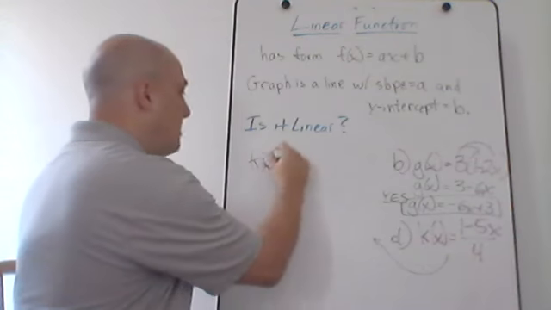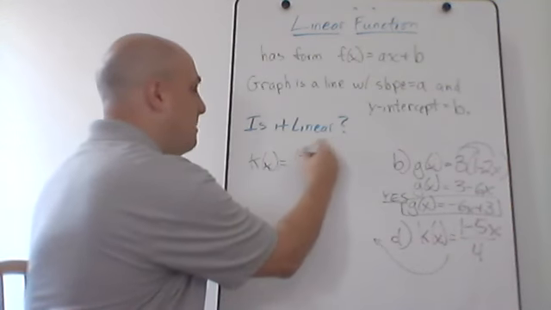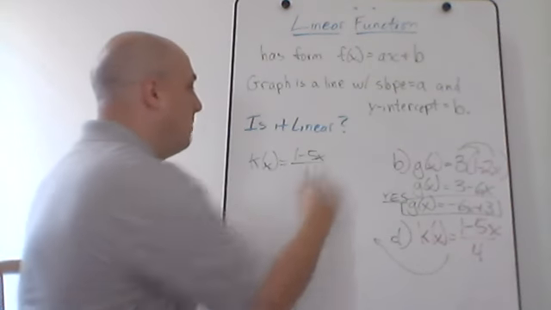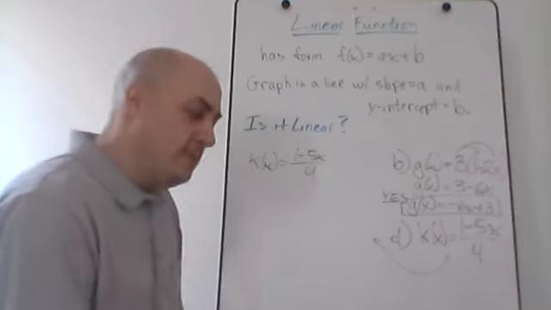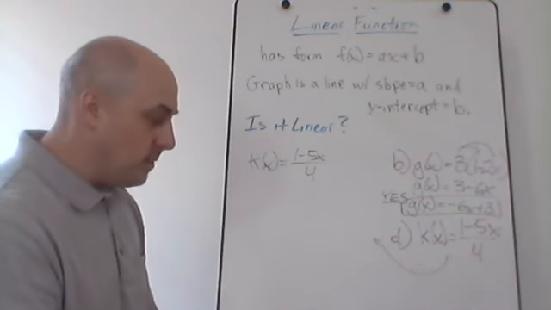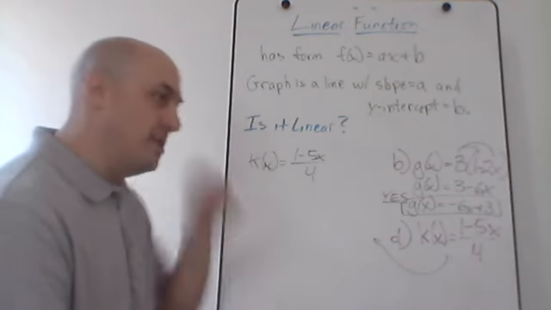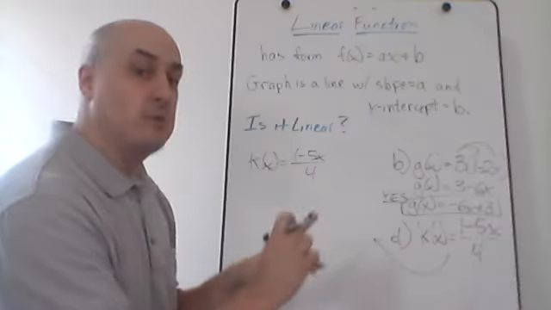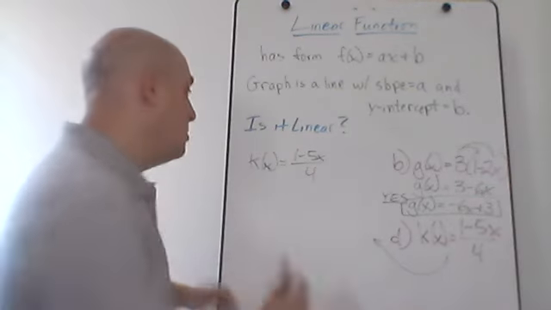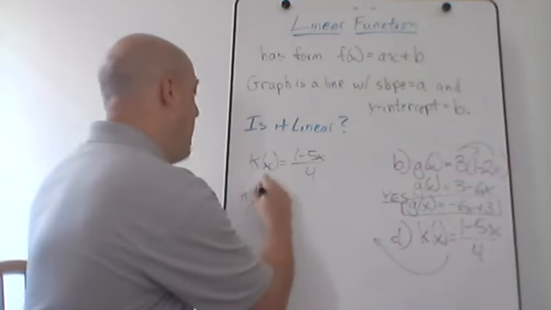All right, so let me rewrite this here. K of x equals 1 minus 5x over 4. All right, so to do this, the way to think about this is when you're adding or subtracting fractions, remember, as long as those two fractions have a common denominator, you can add or subtract them just by adding or subtracting the numerators. Well, I'm going to do that backwards here.